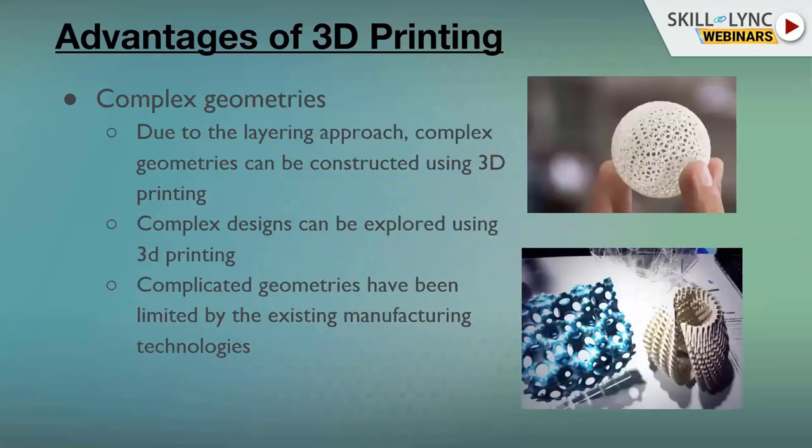Next advantage, as we discussed, is complex geometries. This advantage cannot be understated, because for a very long time, until the introduction of 3D printing, a lot of designs and applications that people wanted to do in mechanics and manufacturing were limited by the conventional processes. A CNC machine is only able to produce a limited number of geometries. It's basically limited by its own abilities.